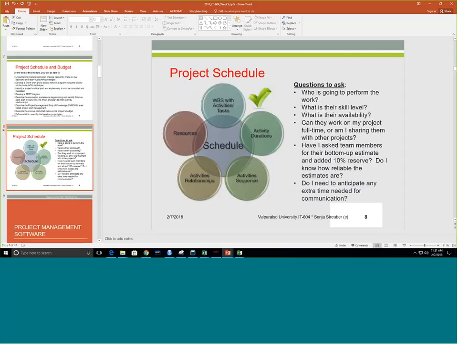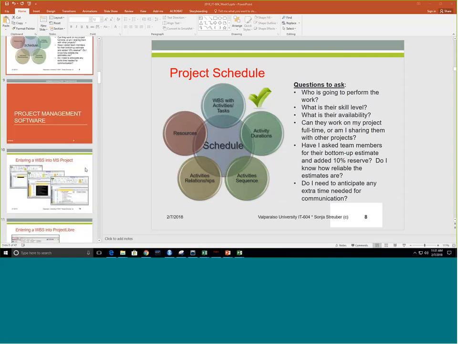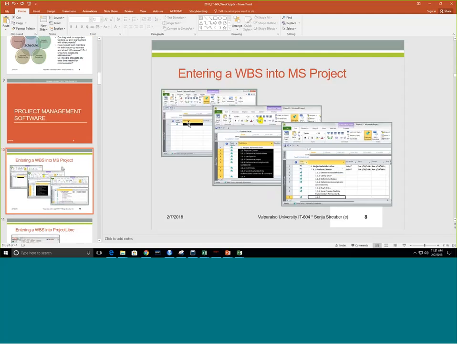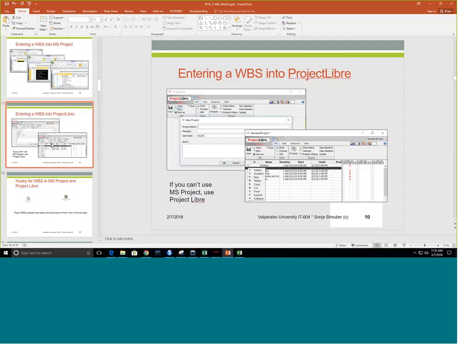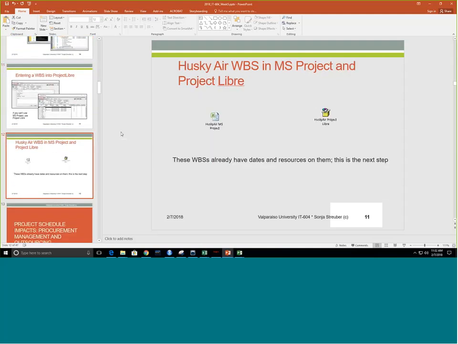Now, the assumption is that before this week, you have developed your WBS, your work breakdown structure with activities and tasks, and that you have your activities and tasks in Microsoft Project looking kind of like this. So this is where we're going to start. You do have, just so that you can follow along, an MS Project file or a ProjectLibre file, depending on what your favorite application is, in which to follow along.